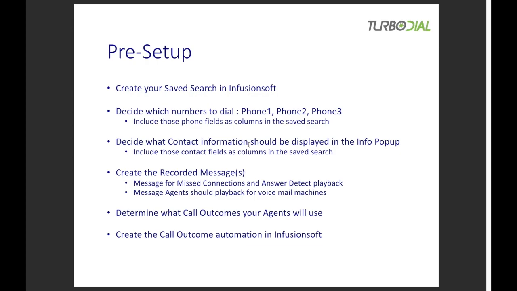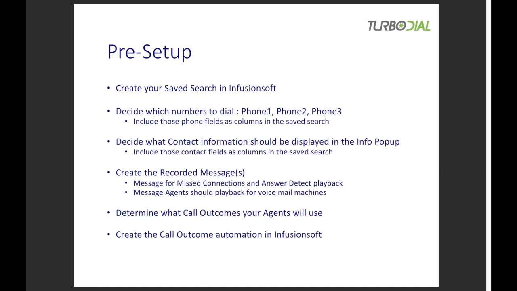You should decide what contact information from the contact record should be displayed in the info pop-up. The info pop-up is something else we'll talk about in a few minutes. You want to include those contact fields right now as columns in the saved search. An example might be the person notes that would have maybe perhaps some recent documentation about what this customer is interested in or what other history with this customer has been. Or maybe you have other custom fields that are relevant.